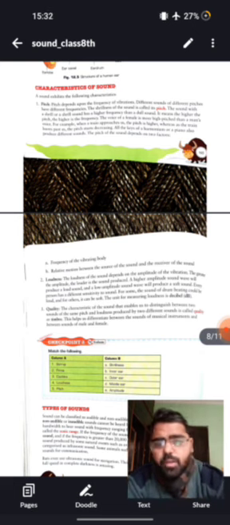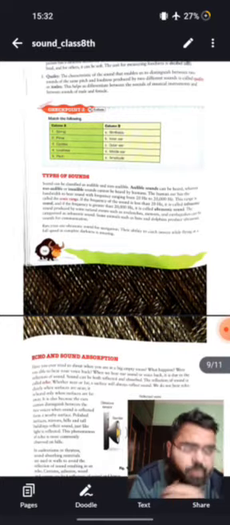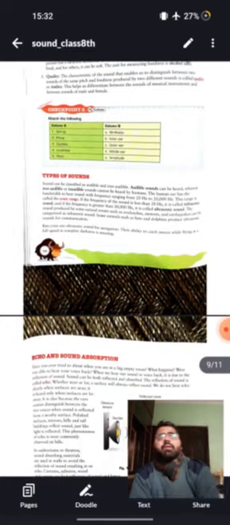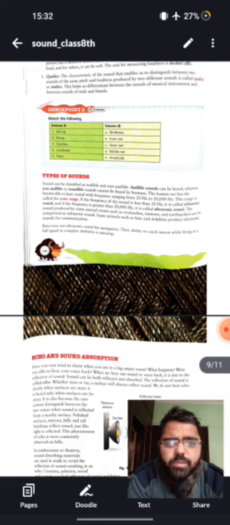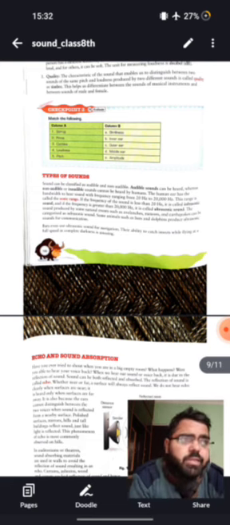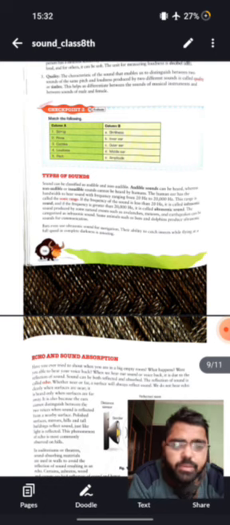Now moving on, what are the different types of sound that we can hear, right? Basically we classify sounds in terms of the frequency that we hear. The range that is audible to human ears is from 20 hertz to 20,000 hertz.